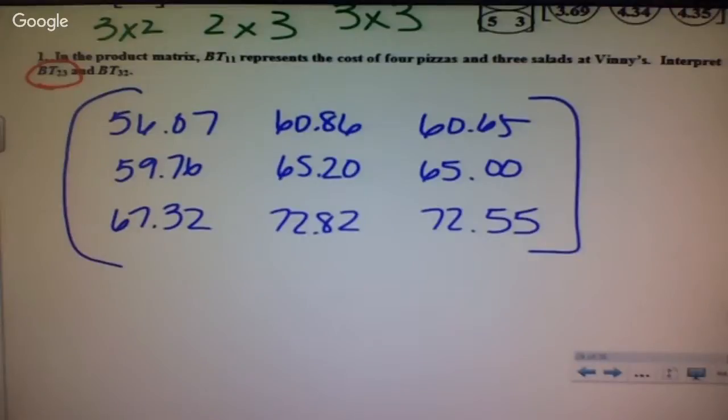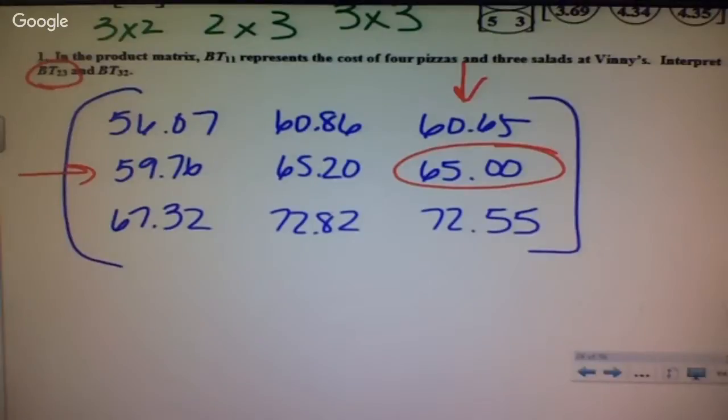The first number that they would like me to interpret is BT 2,3, which means I've multiplied the two matrices. They want to know what the number 2,3 means. So 2,3 means I'm in the second row, third column. What does 65 represent? What is that telling me? The total of 4 pizzas and 3 salads. That tells you how many salads. The salads total it is.